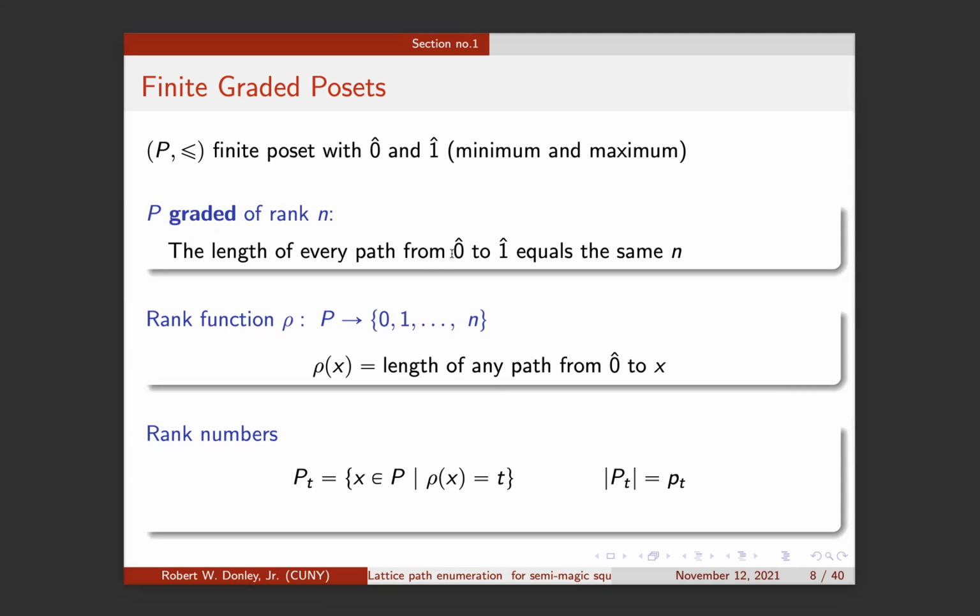Formally, we want the length of every path from the minimum to the maximum to be the same number n. That guarantees that the length from the minimum to any point is well defined. It doesn't matter what path you use, they'll all have the same length, and that's what we call the rank of the element. So we have a rank function. We can collect all the elements of the same rank together, and we'll call that the level. We could also have the rank number, which is the number of elements in a given level. This is going to be the main item of interest, even when we go to semi-magic squares.